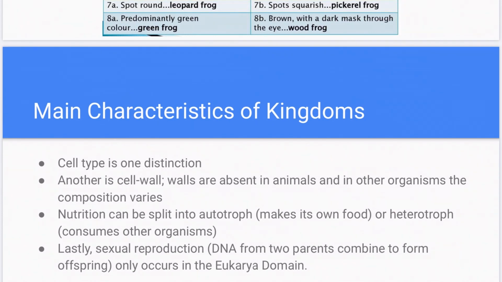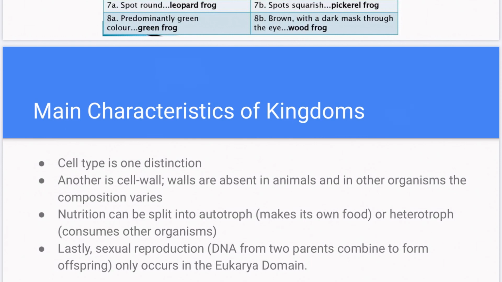There are a few main characteristics of a kingdom that we should look at. We just talked about the cell type, so whether it's a prokaryotic cell or eukaryotic cell. They also move on forward, so if I have 2 things that are eukaryotic cells, then maybe I need to go on to look at the cell wall. Animals do not have cell walls. Our cells are kind of, think of it as blobby. They're mobile. They don't really have a fixed structure. Whereas other organisms like plants have a very fixed structure, and the composition of that wall can vary from plant to plant.